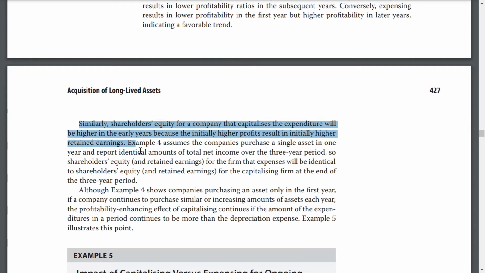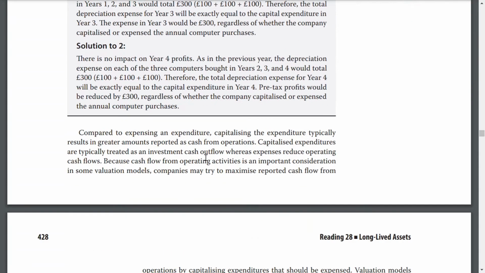Similarly, shareholders' equity for a company that capitalizes the expenditures will be higher in the earlier years, because the initially higher profits result in higher retained earnings. Example 4 assumes that companies purchase a single asset in year 1 and report identical amounts of total net income over the 3-year period, so shareholders' equity will be identical in the end. Okay, so that is example 4.